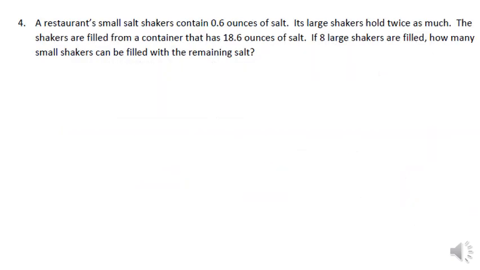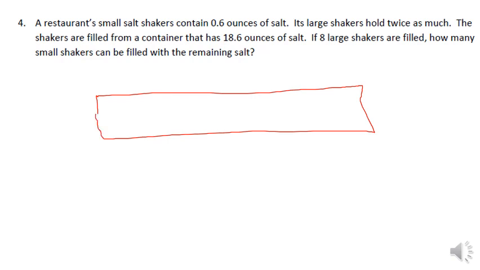4. A restaurant's small salt shakers contain 6/10 ounces of salt. Its large shakers hold twice as much. The shakers are filled from the container that has 18.6 ounces of salt. If 8 large shakers are filled, how many small shakers can be filled? Well, let's see. I'm going to draw a tape diagram so I can see what I'm doing. And I know according to this, it has 18.6 ounces.